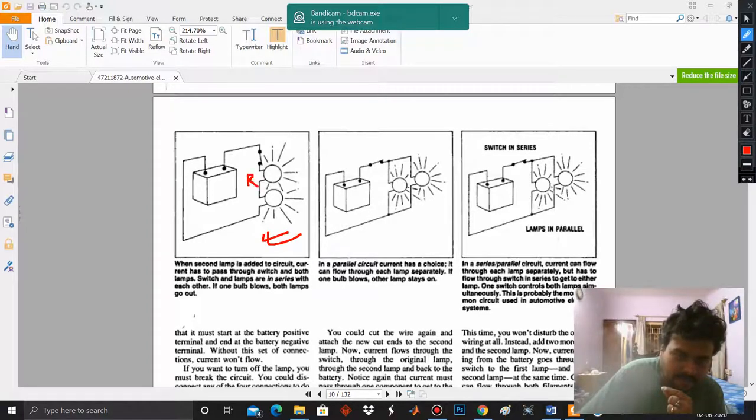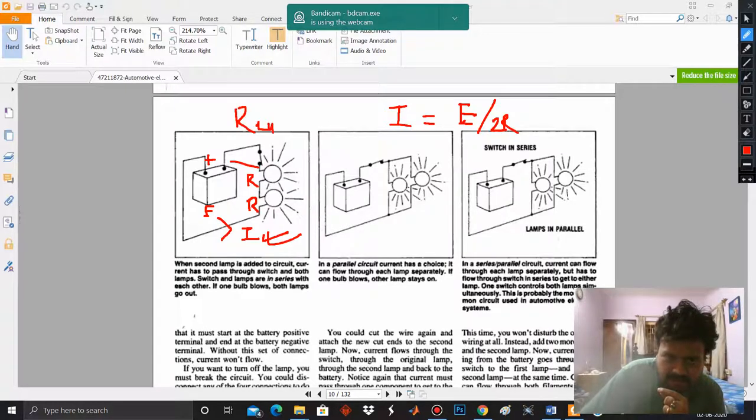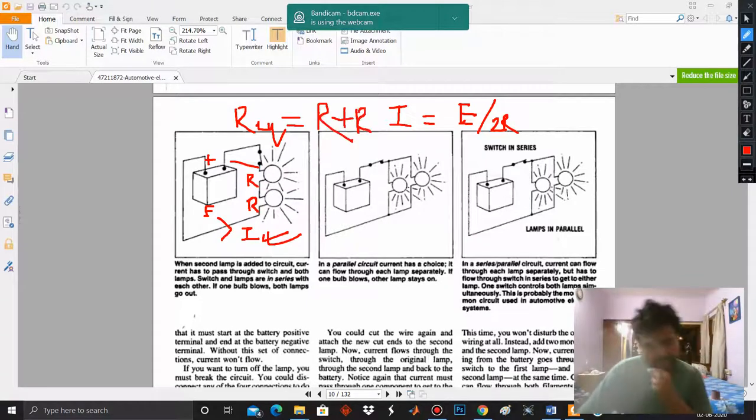Let us assume that the resistance of the coils of the two lamps is R, the EMF source is E, this terminal is positive, this terminal is negative, and I is the current. So what will be the value of I? I will be equal to E by 2R, because the equivalent resistance will be equal to R plus R. That's the series circuit, we all know this.